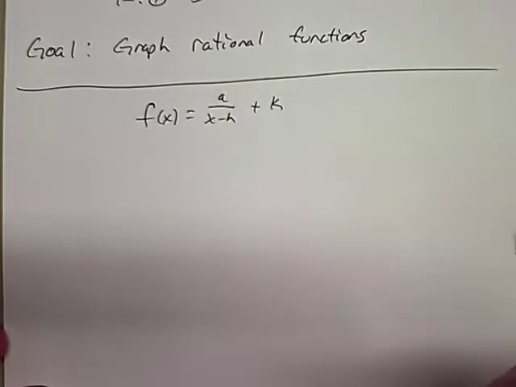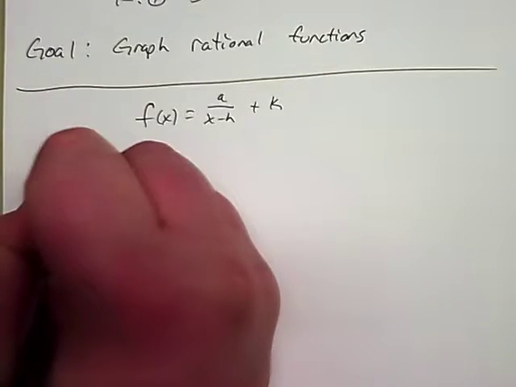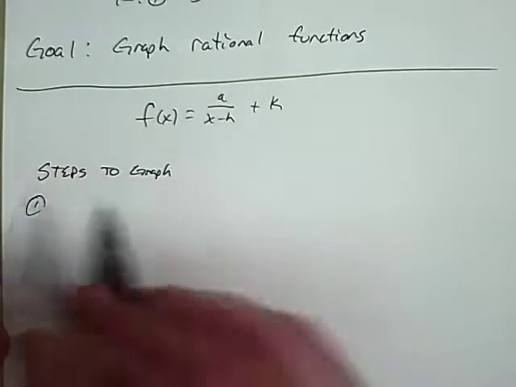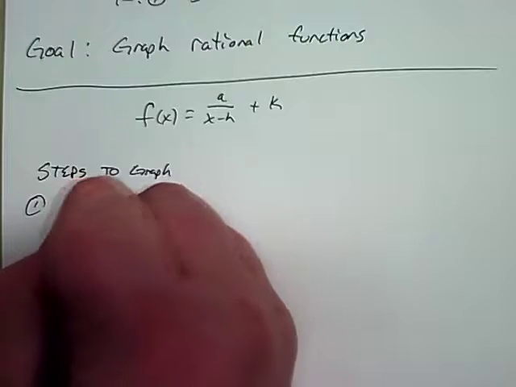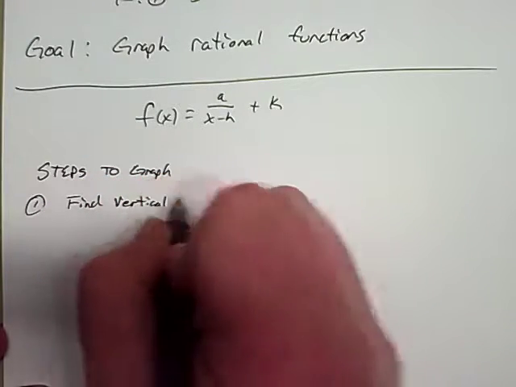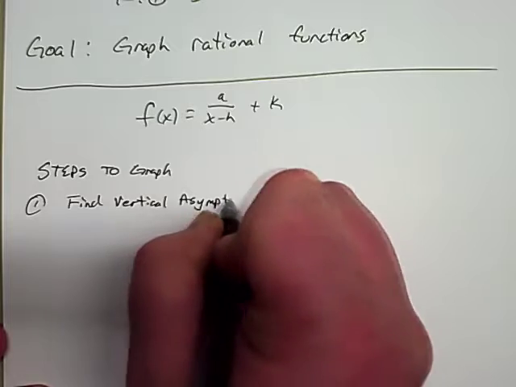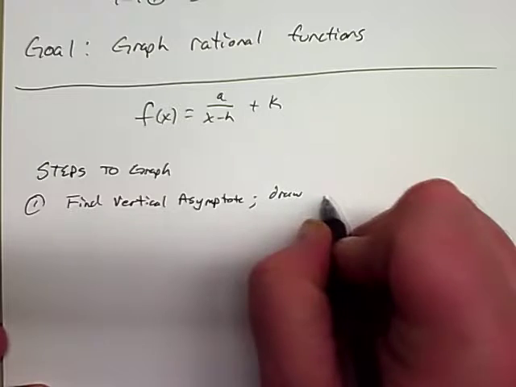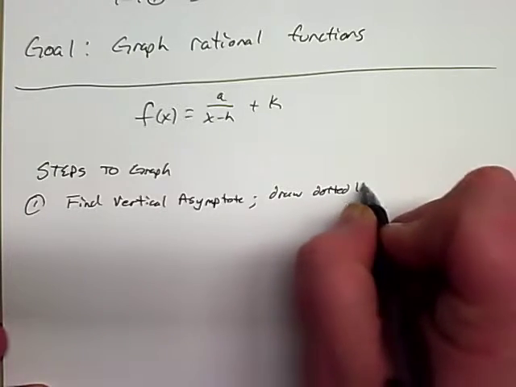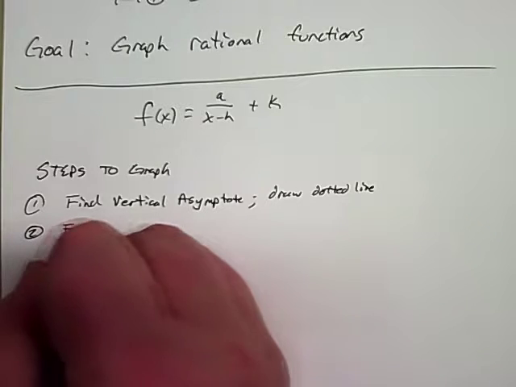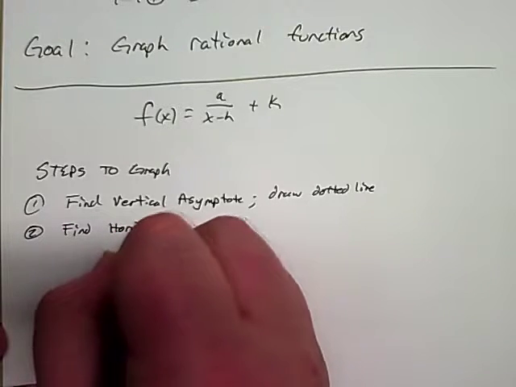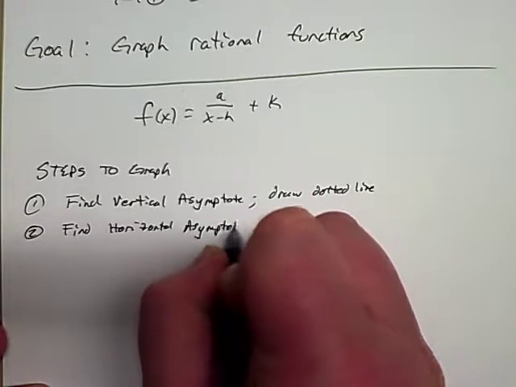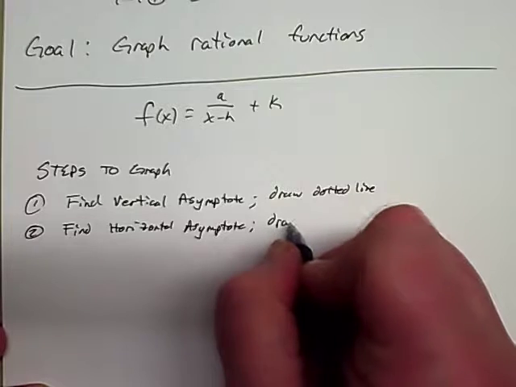So the first thing we're going to do, so steps to graph. All right, the first thing we want to do is we're going to find the vertical asymptote. And we're going to draw our dotted line. Step 2 is we're going to find the horizontal asymptote. And what do you bet we draw that dotted line?